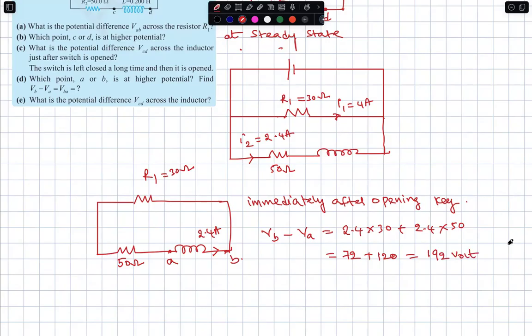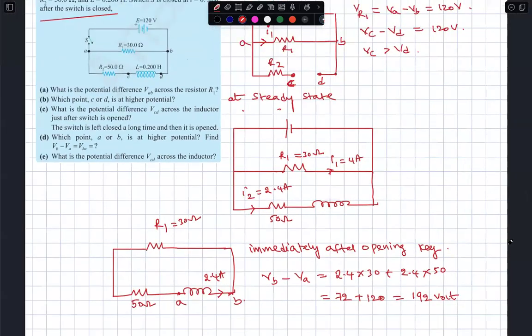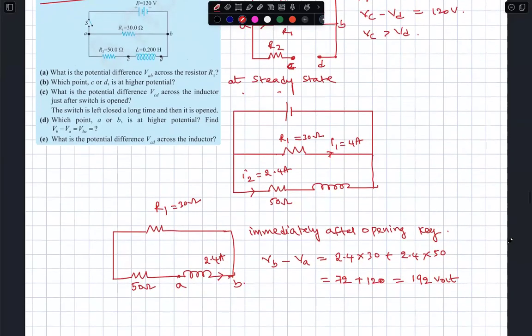Which is more dangerous, switch off or switch on? You will see the potential drop is high. Bulbs fail not when the switch is turned on but when it is turned off; this is the indication. You see the drop across that. It's higher than 120 volts. So therefore, the danger is at the opening of the key, not the closing of the key.